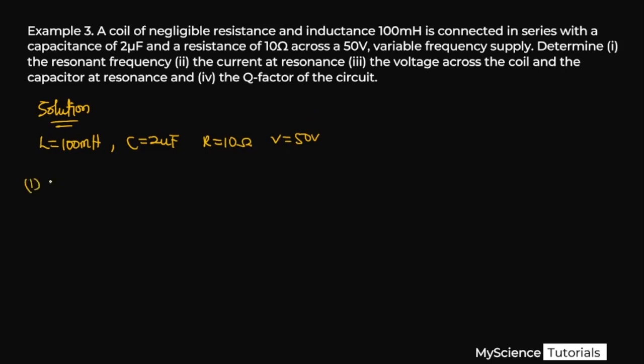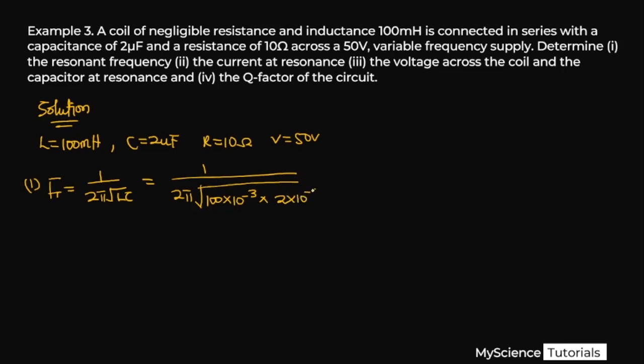So let's do that. Resonance frequency FR is equal to 1 over 2 pi the root of LC. So this is equal to 1 over 2 pi the root of, our L is 100 times 10 raised to the power minus 3 multiplied by the C, which is 2 times 10 raised to the power minus 6. Then if we compute everything, we are going to get the resonance frequency of 355.88 Hertz.